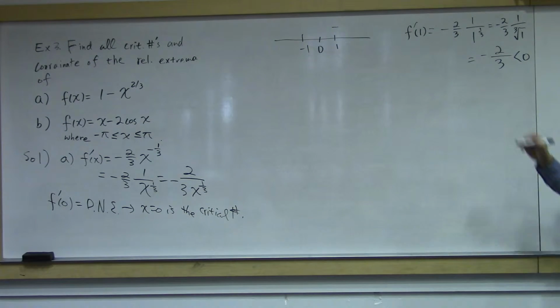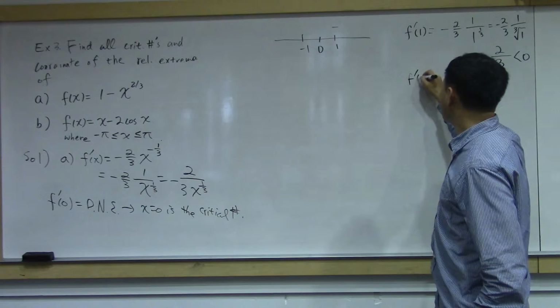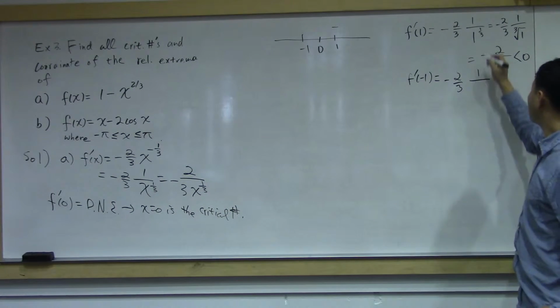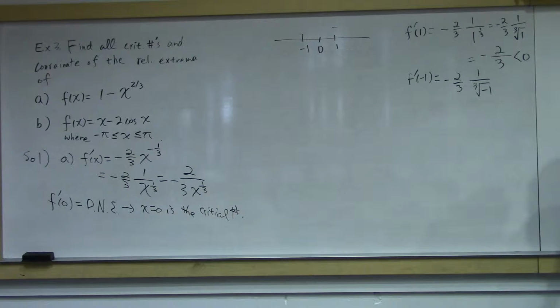You guys forgot cube roots? What's cube root of 8? 2. Cube root of 27? 3. Okay. Cube root of 1? 1. Okay, what if you do f prime of negative 1? Well, it's exactly the same, except now you have to do cube root of negative 1. What's cube root of negative 1? It's negative 1, because negative 1 cubed gives you negative 1.